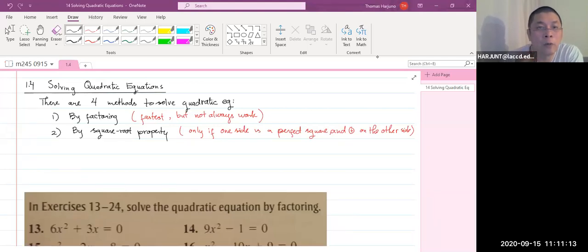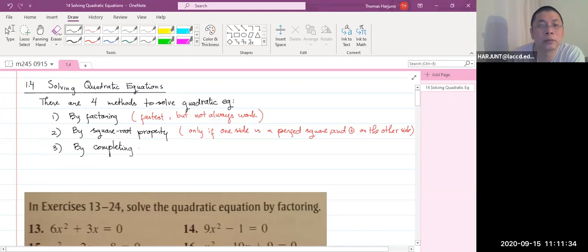Okay, there are 4 methods to solve quadratic equations. The first one by factoring, the second one by square root property, and then the third one by completing the square, and then the last one by formula.